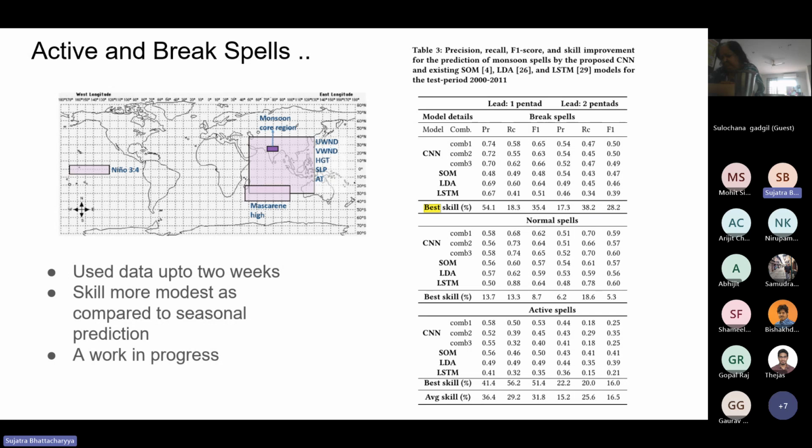Of course, what we found was we could do active spells better than break spells. Normal spells are not of any interest. You say everything is fine, and it's fine. You're not interested. But the skill is still modest as compared to what. Are you predicting the onset of break and active, or duration? What is the duration and the magnitude? Duration?